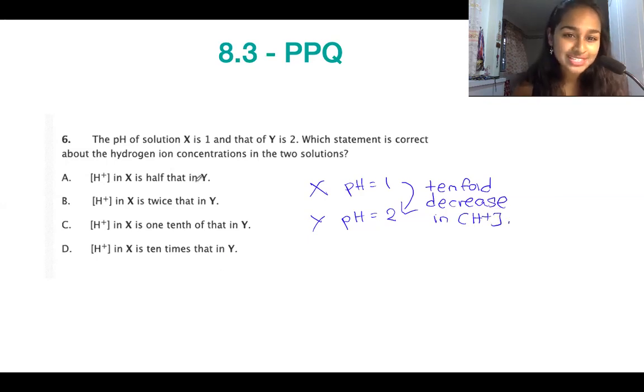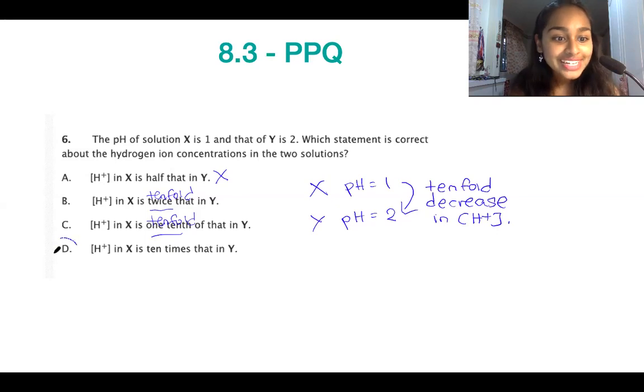So let's have a look at which of these answers kind of explains them. X is half that of Y, no. X is twice that of Y, no, so it would be 10-fold that of Y. And H plus in X is 1/10 of that in Y, no, again it would also be 10-fold. H plus in X is 10 times that in Y. So that is correct. It's 10 times that in Y, and then it decreases by 10 to get to a pH of 2 in Y, essentially. So X is 10-fold that of Y, and therefore the answer is going to be D.